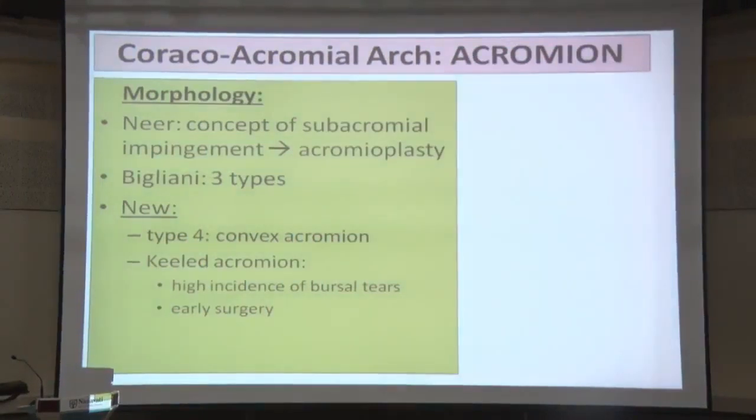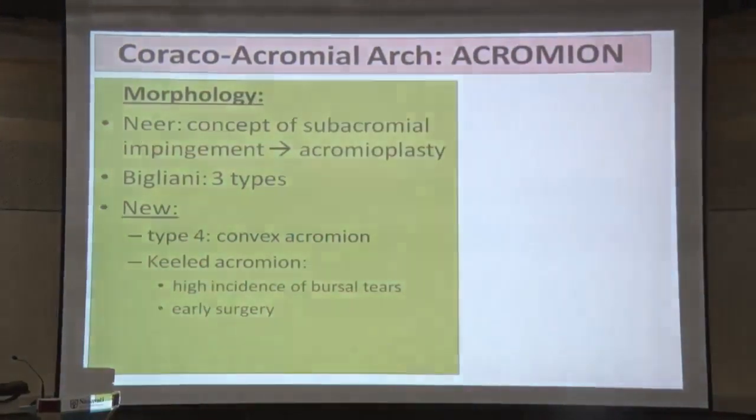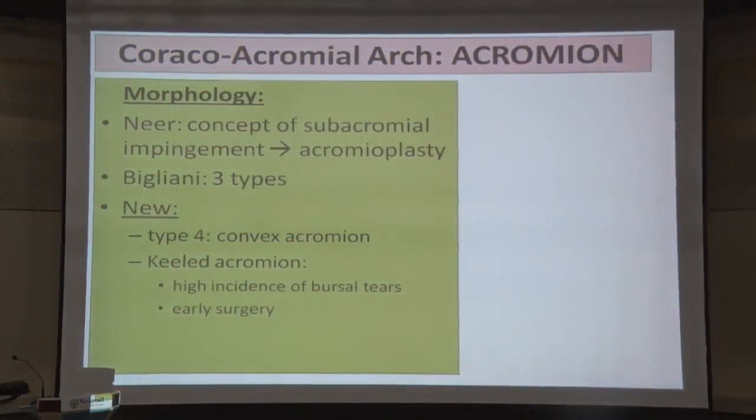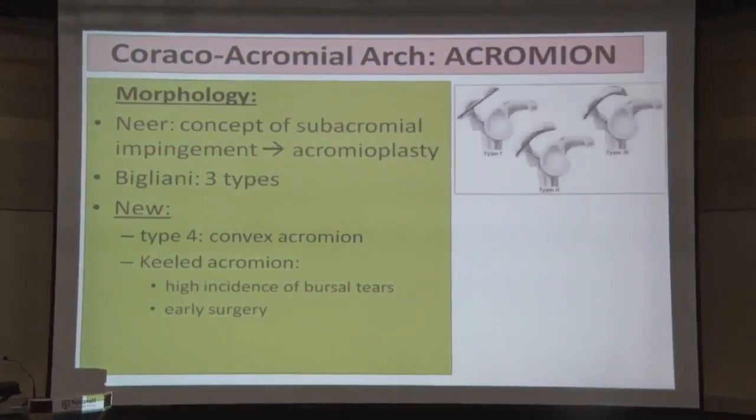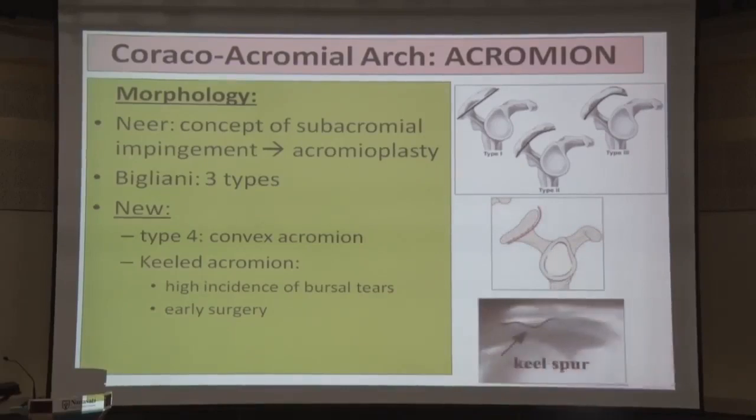We all know that Neer introduced the concept of subacromial impingement, and hence the concept of acromioplasty started. Bigliani described three types of acromion: the flat, the curved, and the hooked. Accordingly, we know that the hooked type has the highest incidence of bursal surface or full thickness rotator cuff tears. The recent advance is a type 4 convex acromion, which usually doesn't have much significance with respect to rotator cuff pathologies. But the keeled acromion, recently described by Snyder and group, has a very high incidence of bursal and full thickness rotator cuff tear.